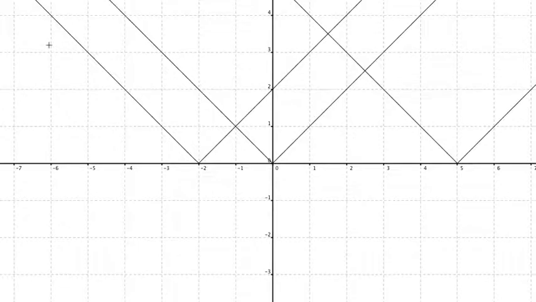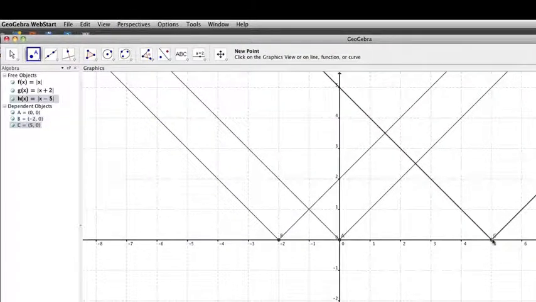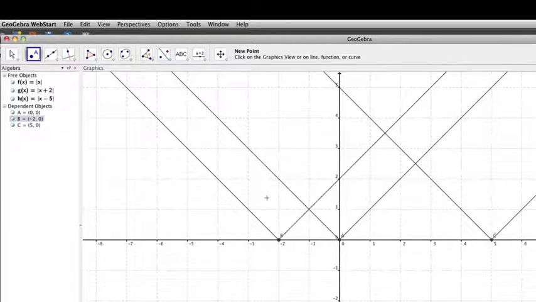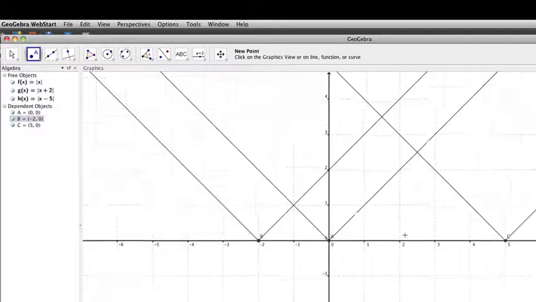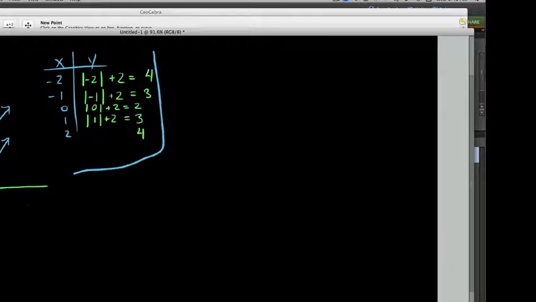Okay, so this original vertex at 0, 0, well, the vertex of our second graph here was at negative 2, 0. And the vertex of the third graph is at 5, 0. So when I put minus 5 in here, that actually made the x value of my vertex positive 5. And when I put a plus 2 in here, that made the x value of my vertex negative 2. So that h value is going to control left and right shift of our graph. Okay, so I think we need to generalize this now, and then we'll do another quick video where we'll just start graphing a bunch of these, and they'll make more sense.